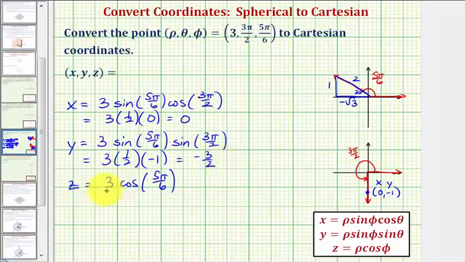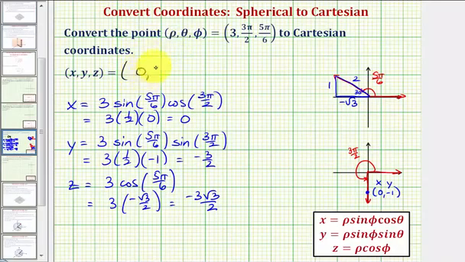And then for z, we have 3 times cosine 5π divided by 6, which would be 3 times the ratio of the adjacent side to the hypotenuse, which would be negative square root 3 divided by 2. So we have z equals negative 3 square root 3 divided by 2. So the Cartesian coordinates are (0, -3/2, -3√3/2).